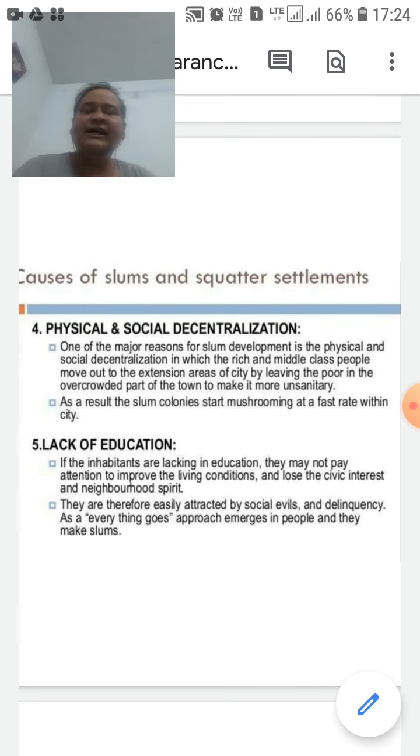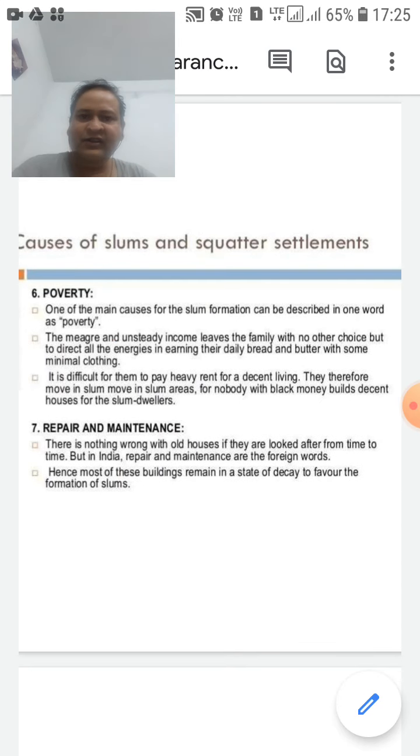Another is physical and social decentralization. One of the major reasons for slum development is physical and social decentralization, in which the rich and middle class people move out to the extension areas of the city, leaving the poor in the overcrowded part of the city to make it more unsanitary. As a result, slum colonies start mushrooming at a fast rate within a city. Another is lack of education because of poverty. If the inhabitants lack education, they may not pay attention to improving the living conditions and lose civic interest and neighborhood spirit. They are therefore easily attracted by social evils and delinquency, as an everything-goes approach emerges in people, and they make slums.